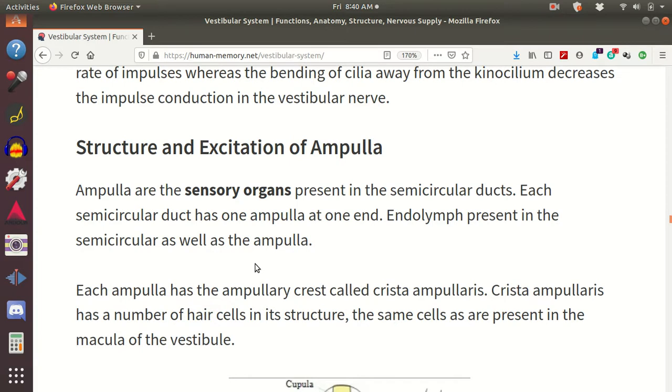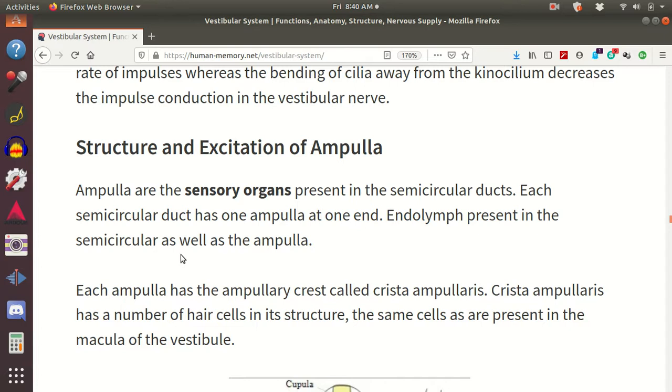Structure and excitation of the ampulla. Ampulla are sensory organs present in the semicircular ducts. Each semicircular duct has one ampulla at one end. Endolymph is present in the semicircular ducts as well as the ampulla. That's the fluid, the endolymph.